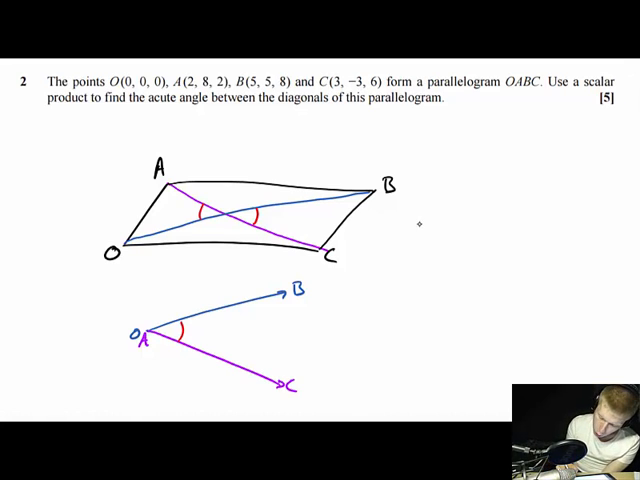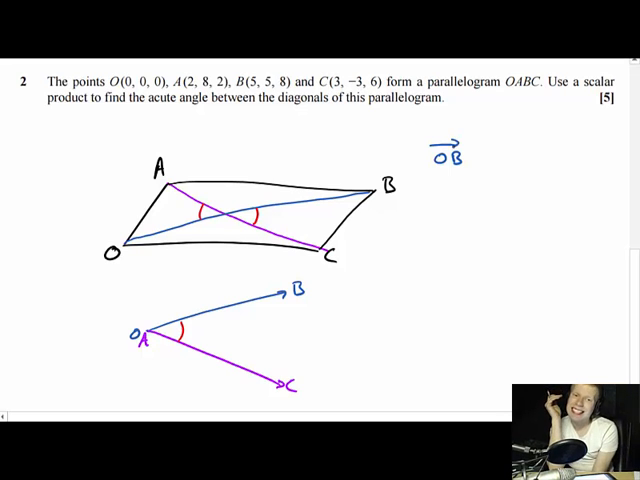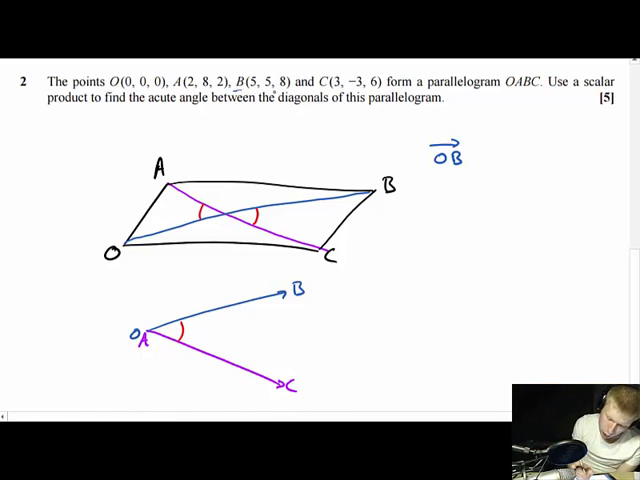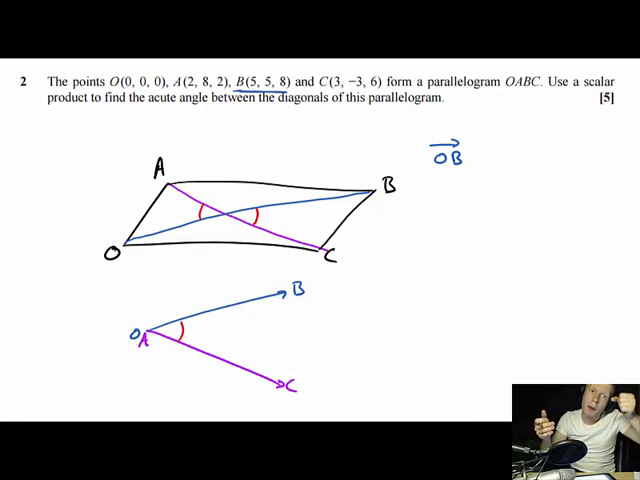So the question is, what is O to B? Well, O to B is called a position vector, because a position vector moves me from the origin to some point. Fairly obviously, the coordinates of B, 5, 5, 8, literally mean I move 5 across. Where am I moving 5 across from? I'm moving 5 across from the origin. Then I'm moving 5 up.